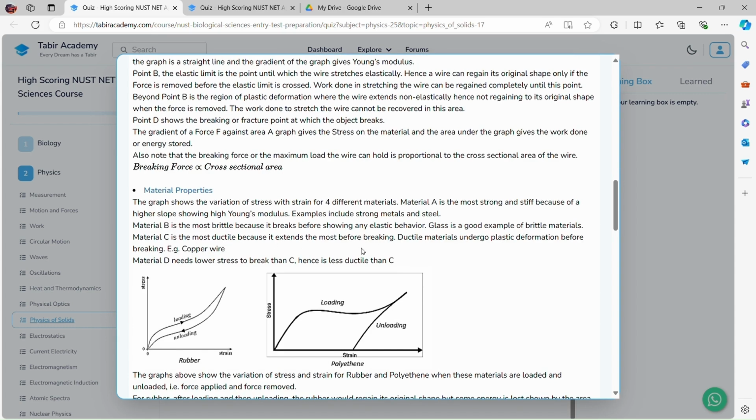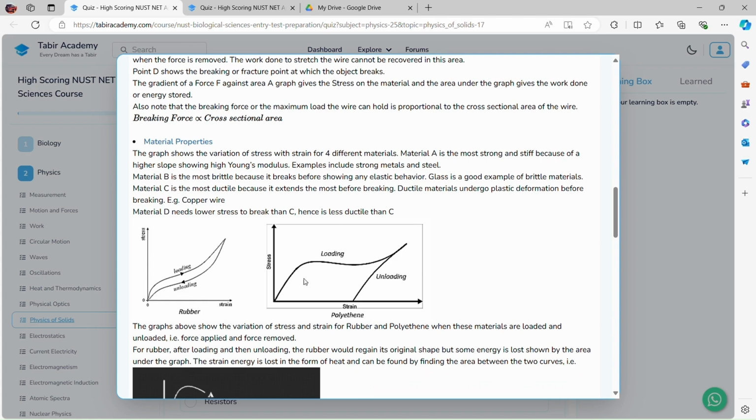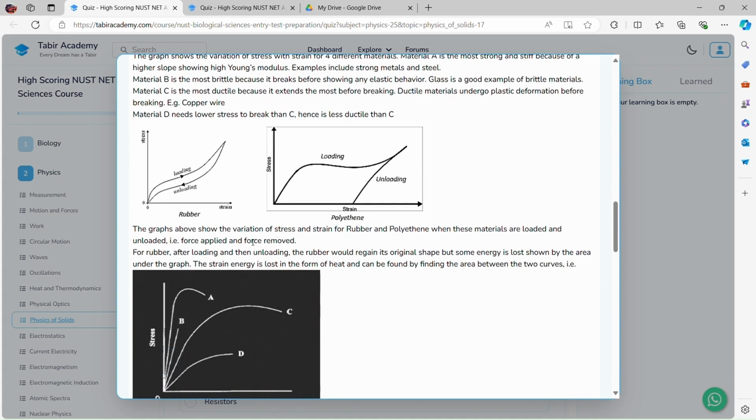Material C is the most ductile because it extends the most before breaking. Ductile materials undergo plastic deformation before breaking. Example, copper wire. Material D needs lower stress to break than C, hence is less ductile than C. Here you can see loading and unloading, the stress and strain graph for rubber, and this is the stress and strain graph for polyethylene, and you can see the loading and unloading.